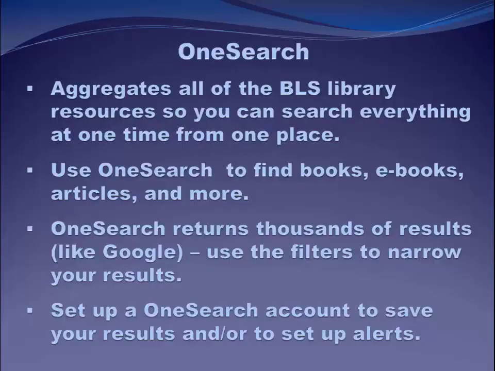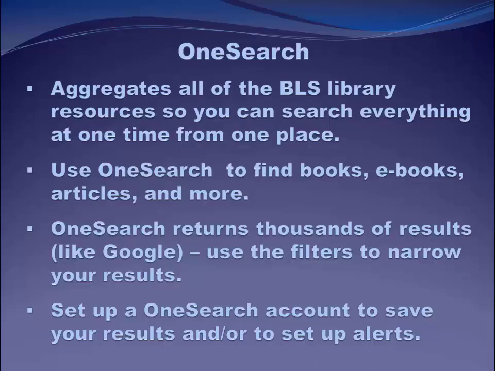Here's how this works. OneSearch will search through every single item that we have here in the BLS library. So you can search for books, you can search for ebooks, you can search for articles, which is really helpful. It's going to search journal articles available not only in the specialized legal databases that we have, but also in our social sciences databases and our health and medicine databases. Everything that we have, it's going to search at once. And it's going to return, like a Google search, thousands of results because it's searching through so many different databases. But we have some filters that you can use to narrow your results to get exactly what you want.